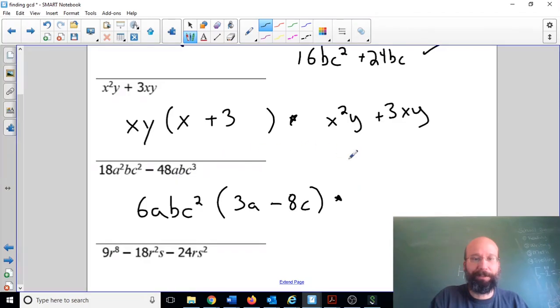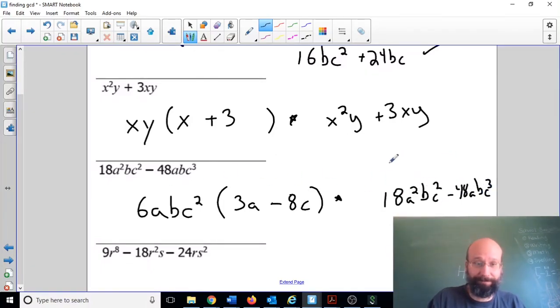And if we check by multiplication, 6 times 3 is 18 a squared b c squared. And then negative 48 a b c cubed. So we checked and it's right. I sped up a little bit because at this point, this is just a review.